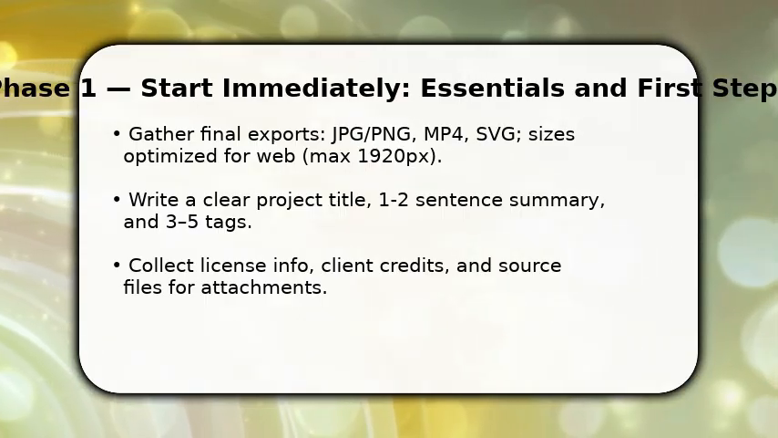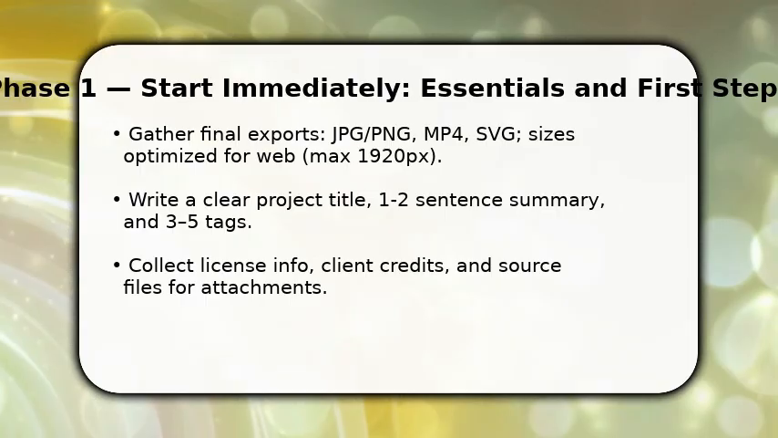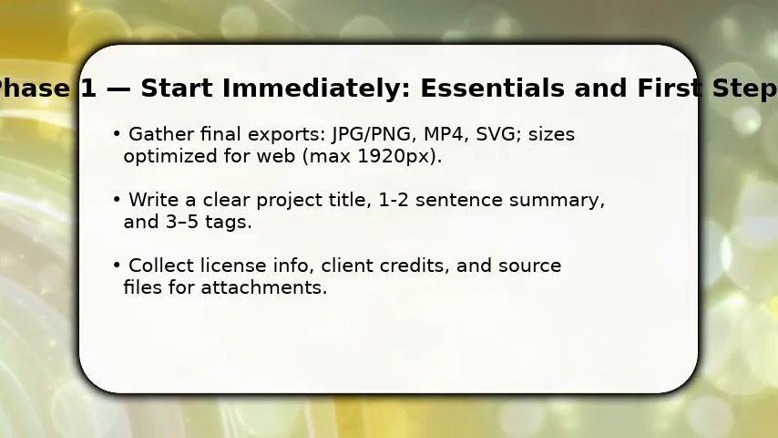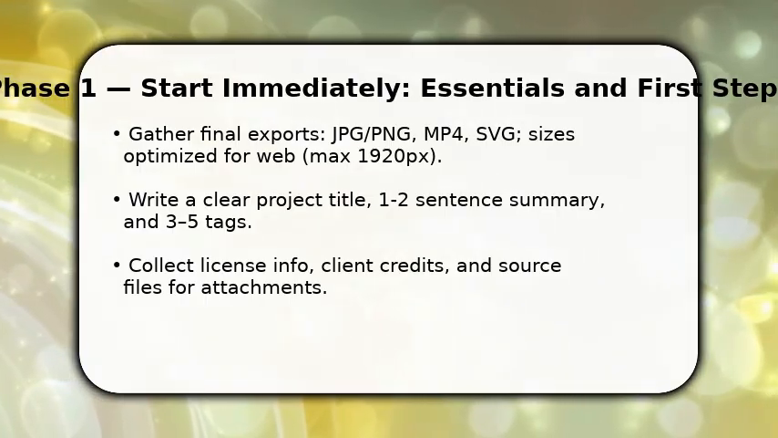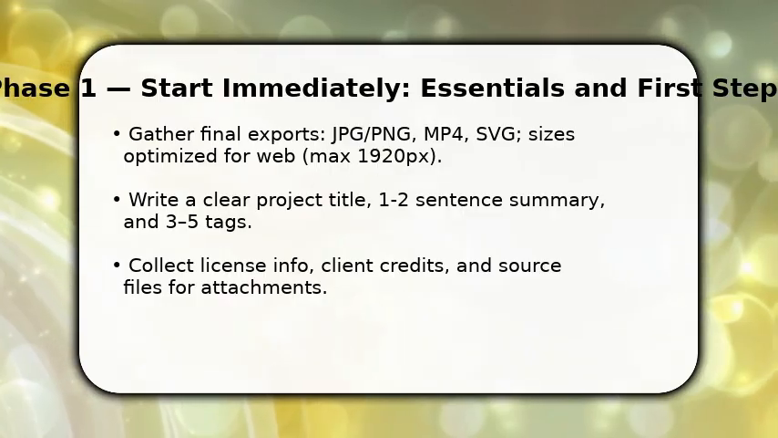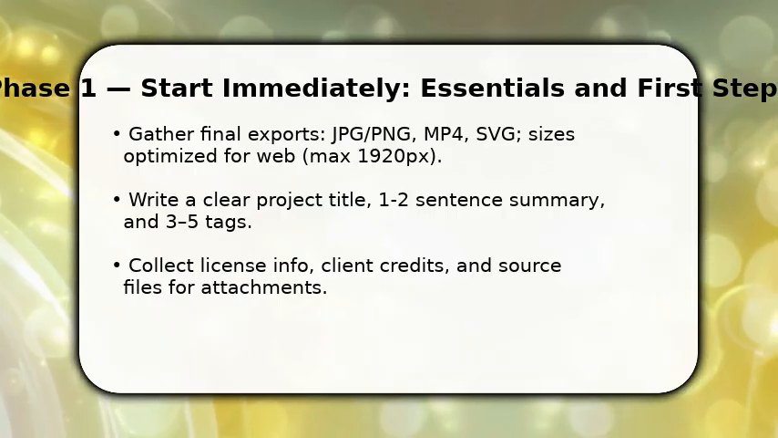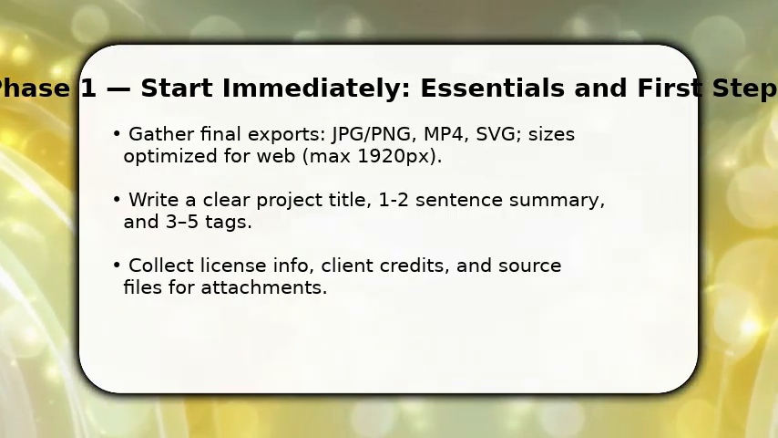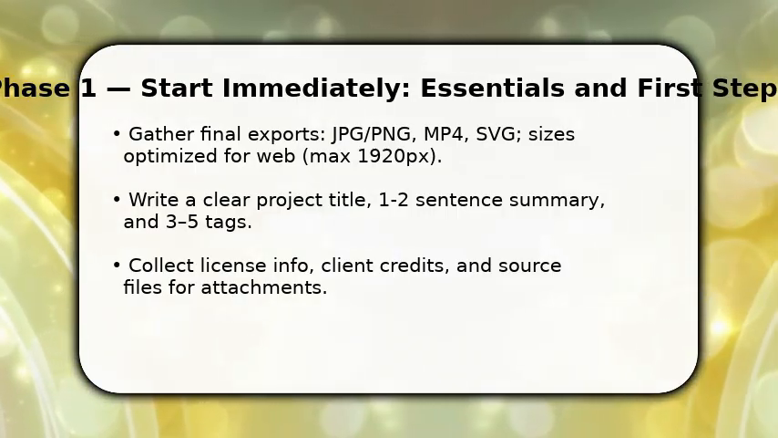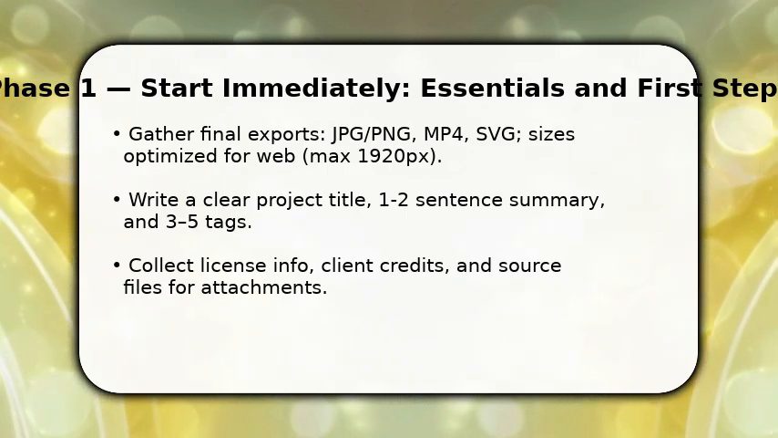Next, draft a concise title and a 1-2 sentence project summary that explains what you made and why it matters. Then select 3-5 relevant tags to improve discoverability. Once done, prepare credits and license notes. Make sure attachments and source files are labeled so viewers can understand usage rights and context.